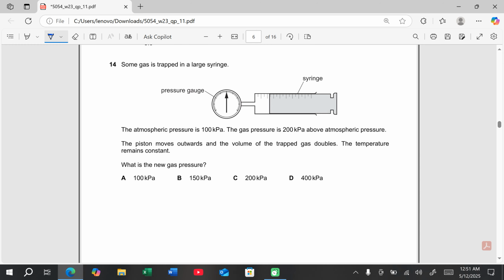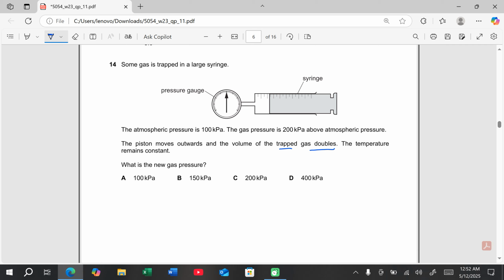Some gas is trapped in a large syringe. Atmospheric pressure is 100 kPa. The gas pressure is 200 pascals above atmospheric pressure. The piston moves outwards, and the volume of the trapped gas doubles. The temperature remains constant. What is the new pressure?